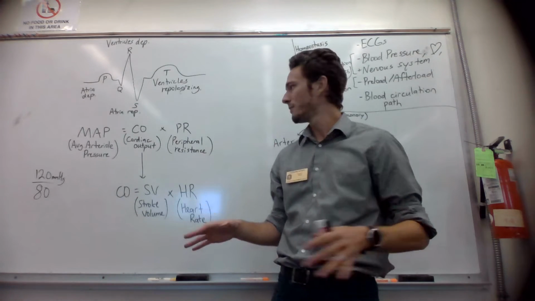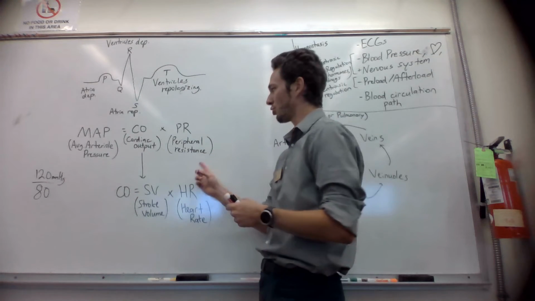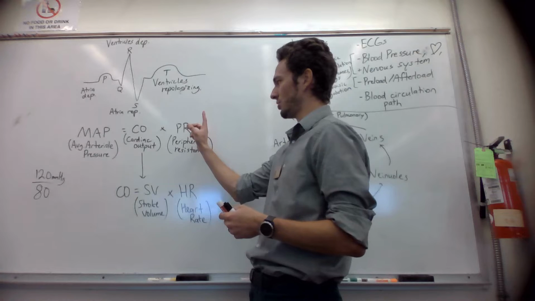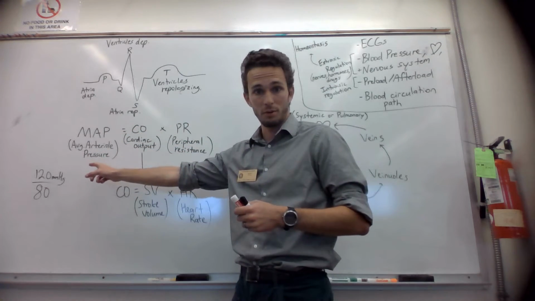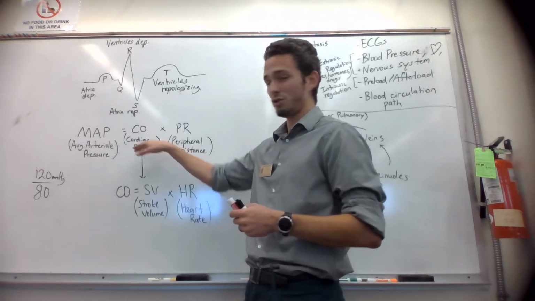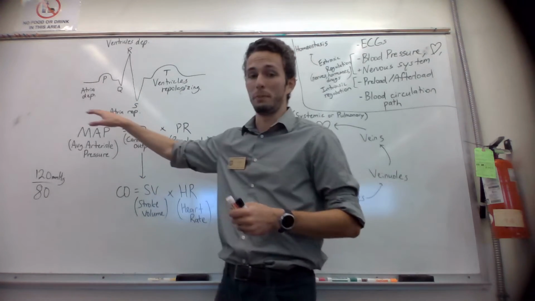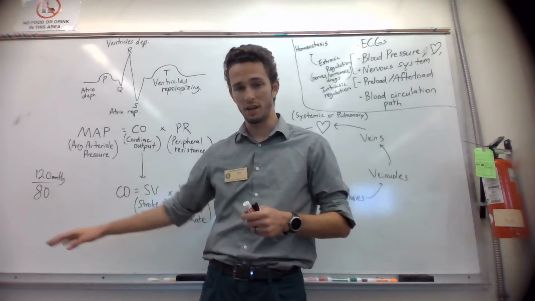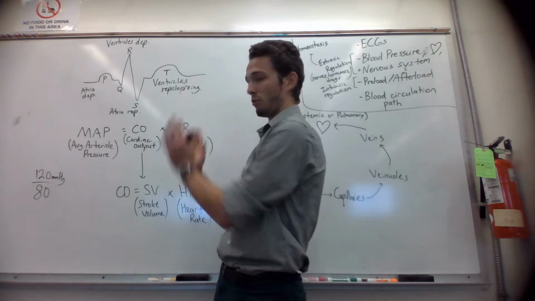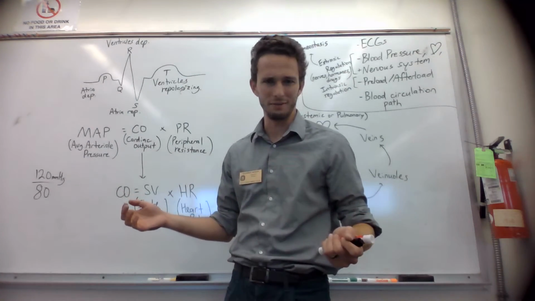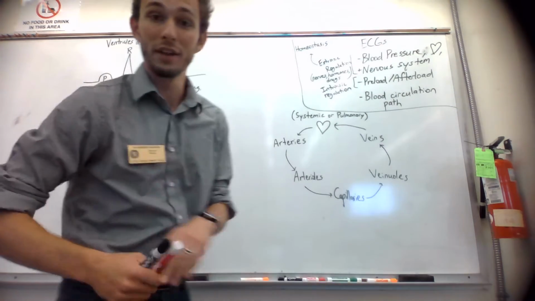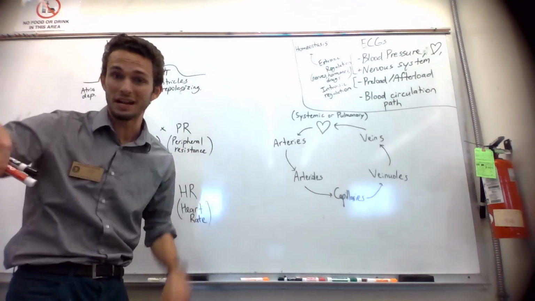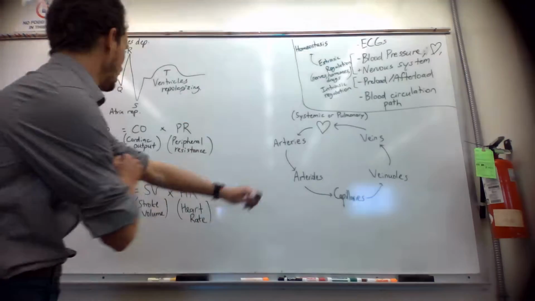So think about this. If we were to increase either our resistance or our cardiac output, blood pressure is going to go up, okay? If we decrease either side, blood pressure is going to drop. Okay, so this is a direct relationship. I'm not sure what that's called in math, a proportional relationship. Oh well. When one goes up, the other goes up. When one goes down, the other goes down. That's how I'm going to describe it.